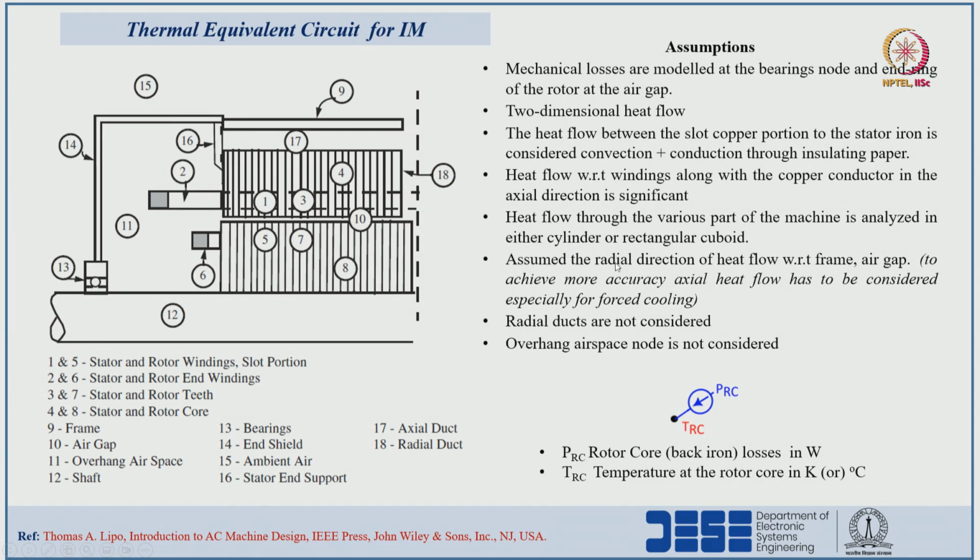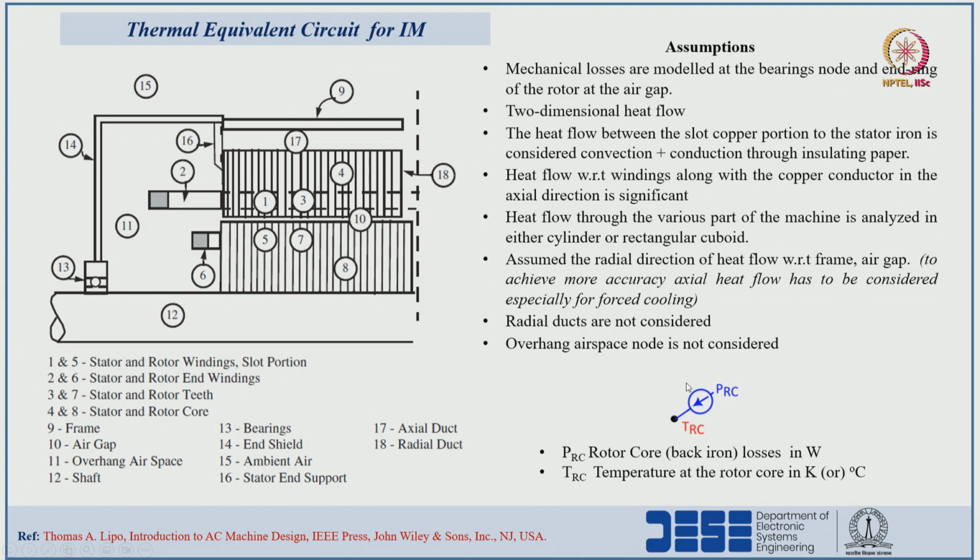The heat flow is assumed in the radial direction with respect to the frame and air gap. In order to achieve higher accuracy with respect to the thermal equivalent circuit, we have to consider the heat flow in the other direction also, the axial direction. Radial ducts are not considered. Even though the thermal node is represented here, radial ducts are not considered, and overhang airspace is also not considered. Node number 11 and node number 18 are also not considered when making the equivalent circuit with respect to the 14 thermal nodes.